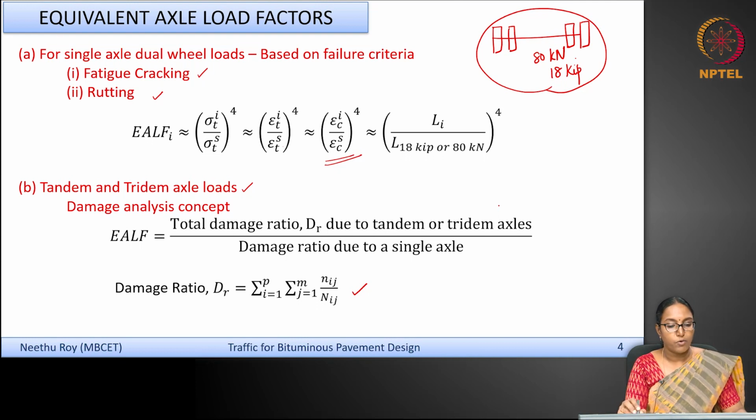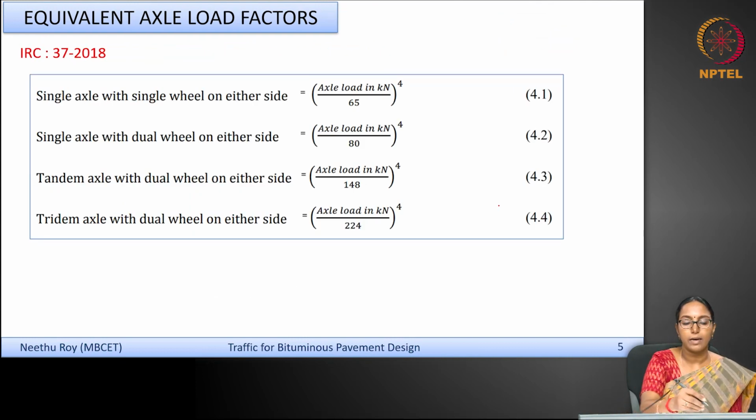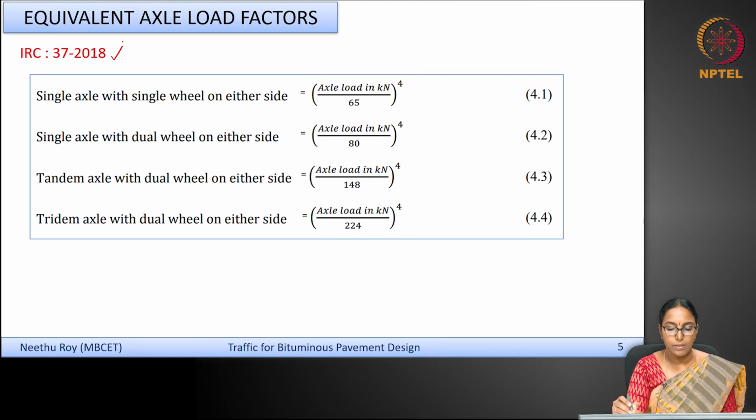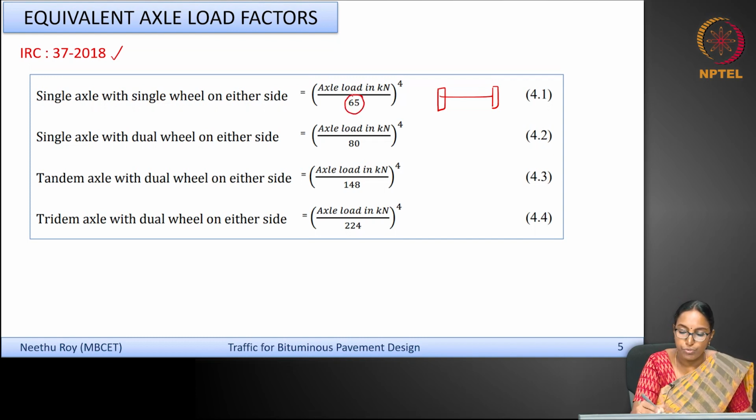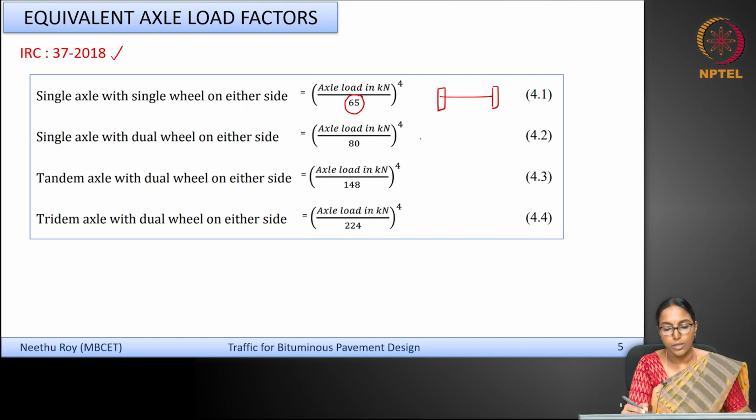And then what we have seen is that in IRC 37:2018, the equivalency factors are given in terms of the power law, the fourth power law. If it is a single axle with single wheel on either side, you can take the standard axle load as 65 kilonewton, and the given axle load in kilonewton divided by 65 raised to 4 is the equivalency factor.